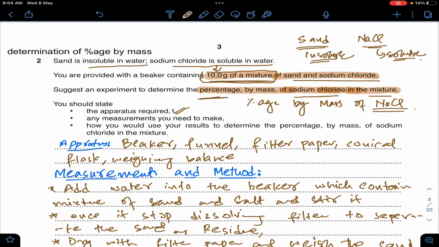All we have to do is to separate sand and sodium chloride, and for separation they have given us this physical property of sand and sodium chloride, that sand is insoluble in water and sodium chloride is soluble in water. So we have to simply dissolve them in water. Afterwards, filtration to separate sand, and then we'll find out the mass and percentage. So what apparatus we will use? Beaker, funnel. For filtration we would need funnel, filter paper, and then conical flask and weighing balance.